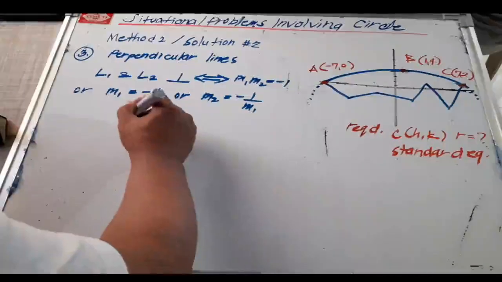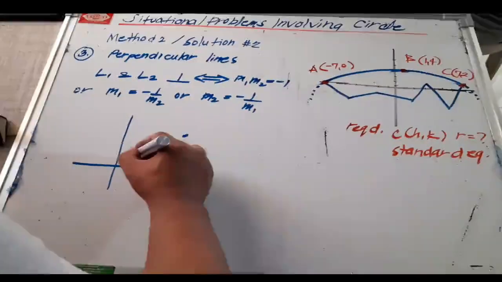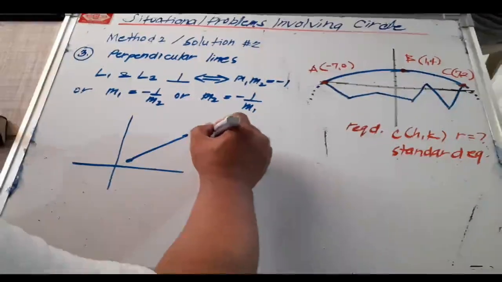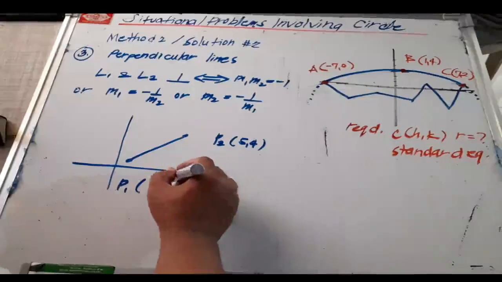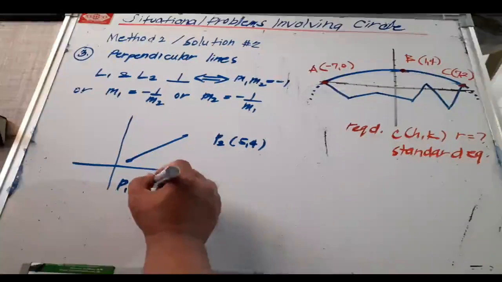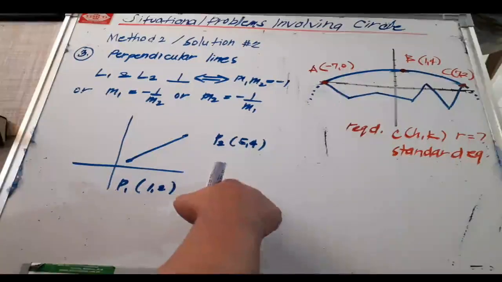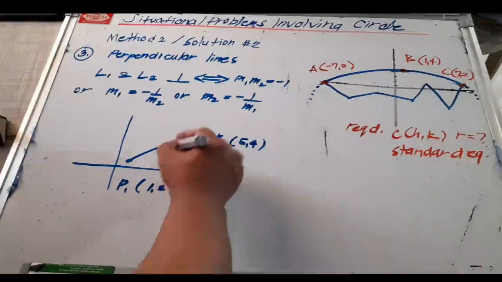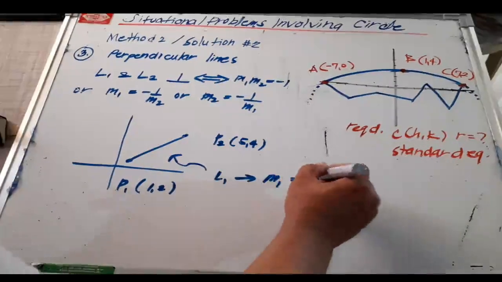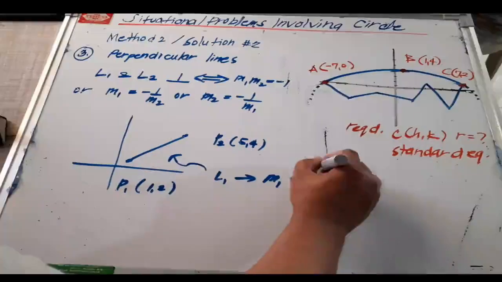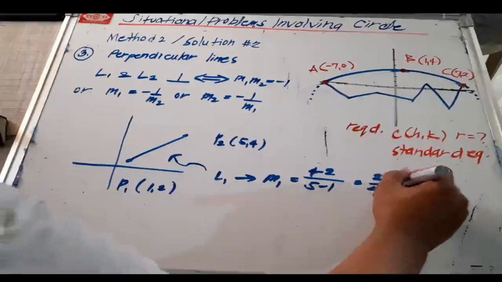Yung kaninang example natin, yung ating seg line dito, this is P2, 5, 4, and then point P1, this is 1, 2. Okay, tama. Ang slope nito, let's say this is line 1. Ang slope nito ay M1. Na-solve natin kanina. 4 minus 2 all over 5 minus 1 equals 2 over 4, 1 half.